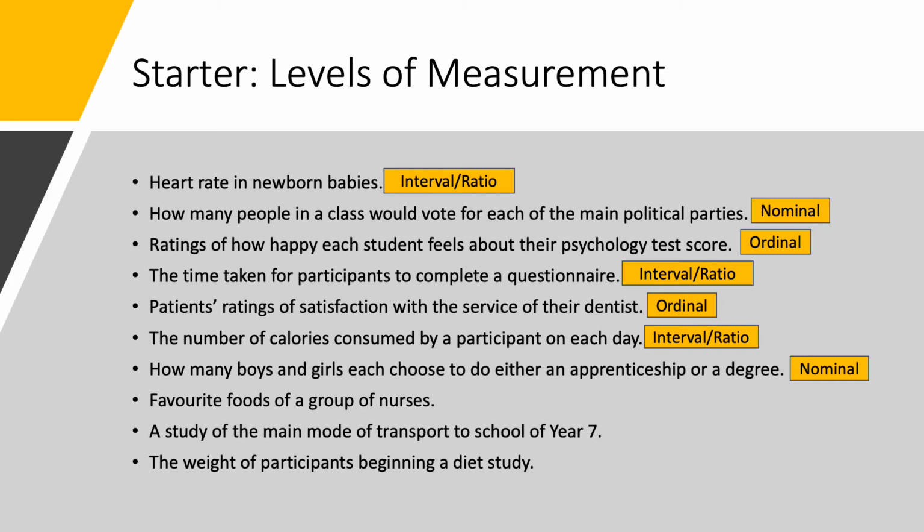Favourite foods of a group of nurses, again, is nominal because we would just put all the favourite foods and then do a frequency count. A study of the main mode of transport to school of year 7. Again, that is nominal. We would categorise the modes of transport, count how many times that occurs. And finally, the weight of participants beginning a diet study. That would be interval data, while specifically would be ratio data, because again, you can't be a minus weight.